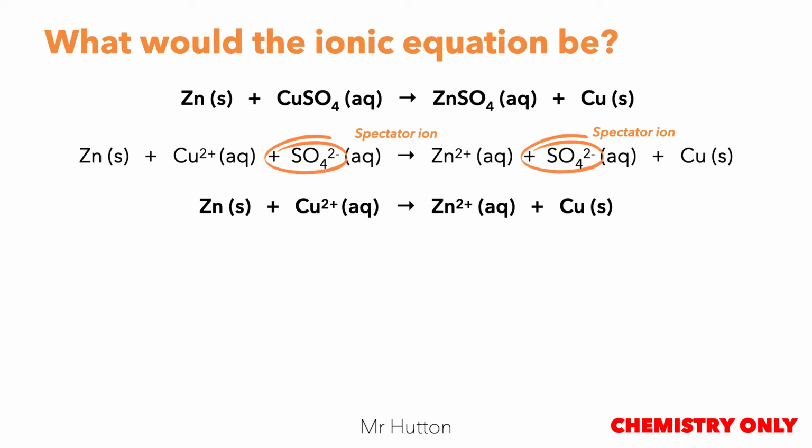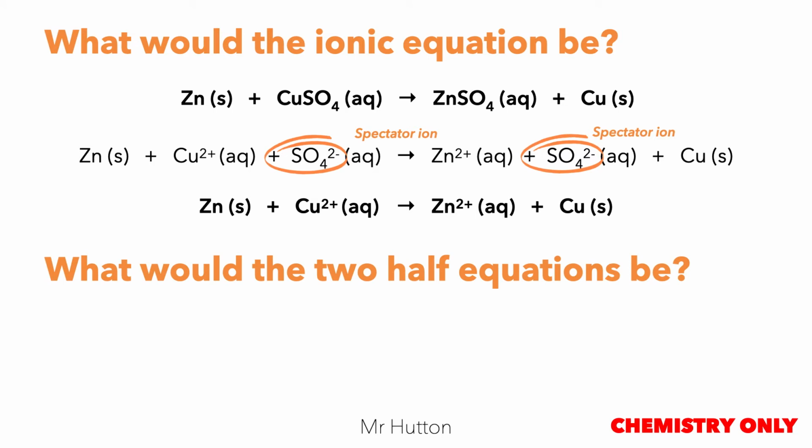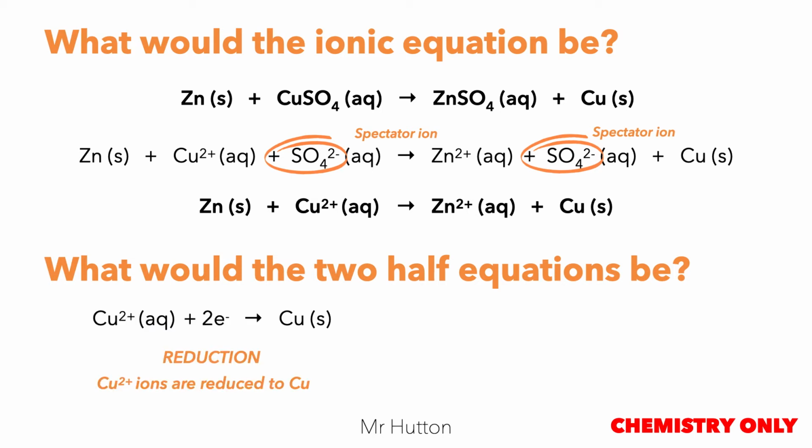But what if we had to do half equations? Remember, half equations you will have looked at in terms of what's happening at electrodes during electrolysis. So what we mean here is we want you to be able to show in a half equation how copper 2 plus has become copper and how the zinc has become zinc 2 plus. So if we start with the Cu2 plus, our copper ion, the copper ion is going to gain electrons, and because it's 2 plus it needs to gain 2 electrons to become a copper atom.